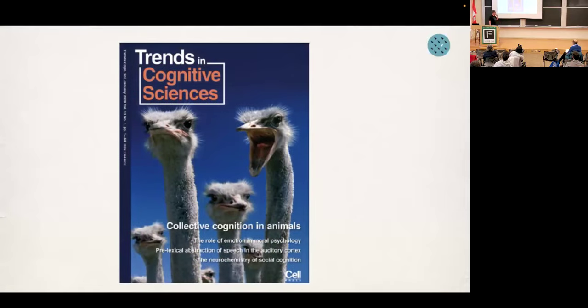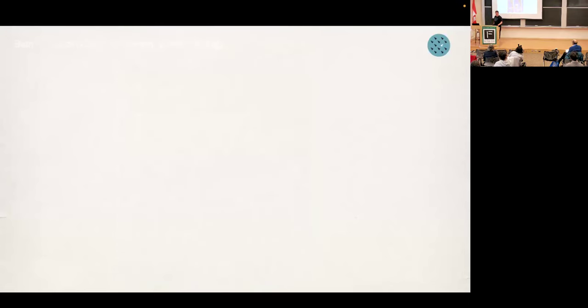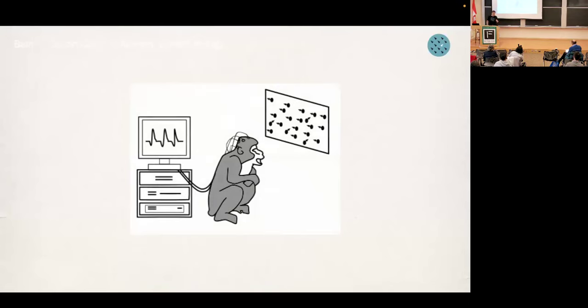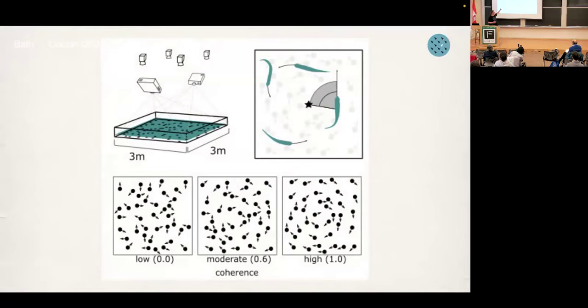And so, yeah, can we think of collective cognition in animals, and what sort of flavor does that have? And can it tell us anything about individual decision making? Another thing, and this is unpublished work, is that we've also been inspired by the types of experiments you've been showing about monkeys, for example, looking at the random moving dots. We can take these ideas and directly translate them to looking at collective sensing.